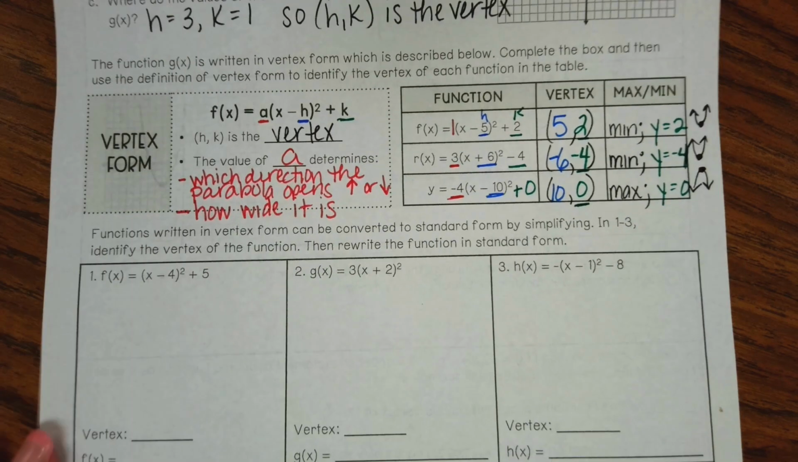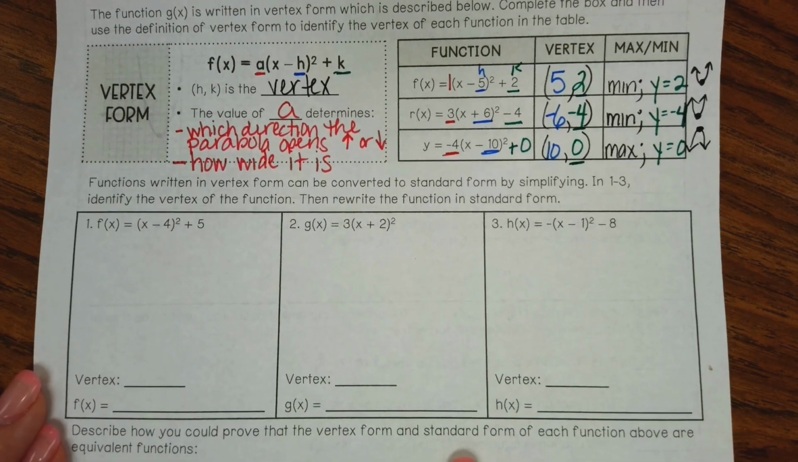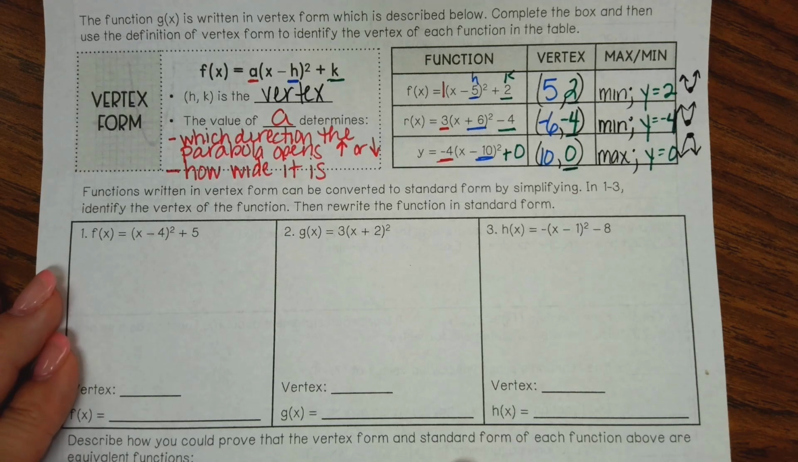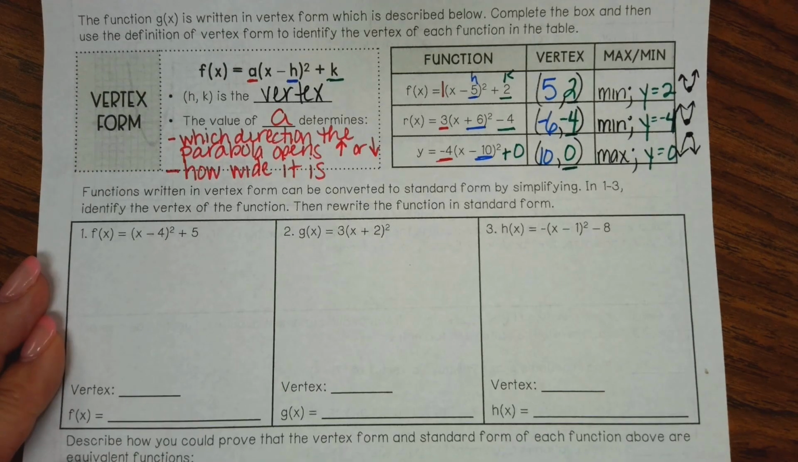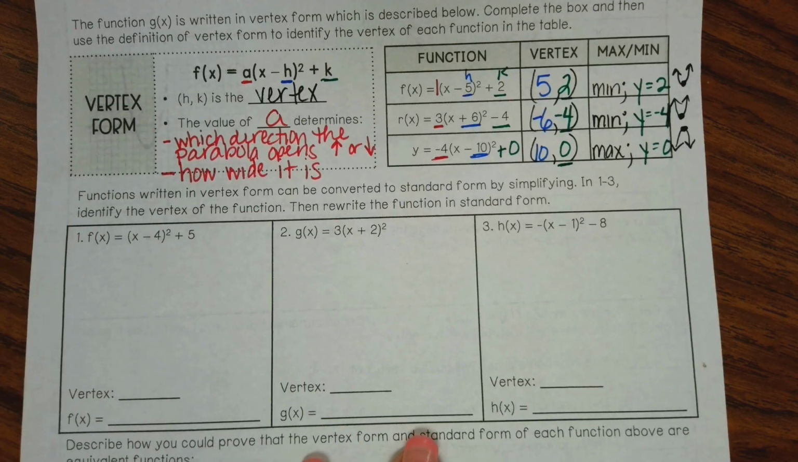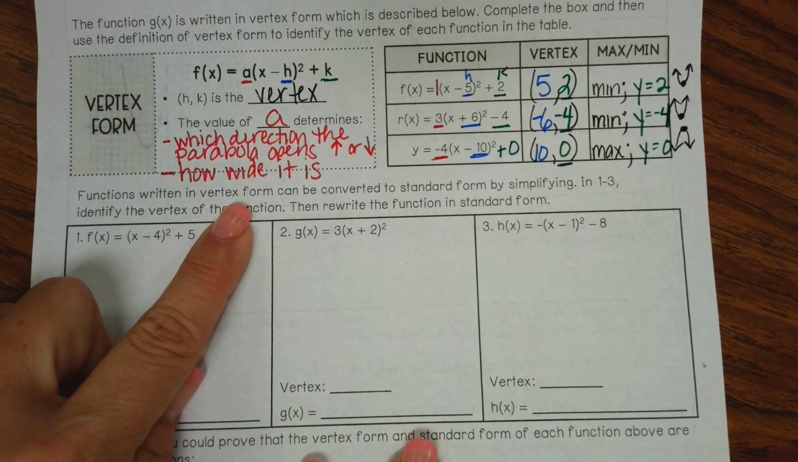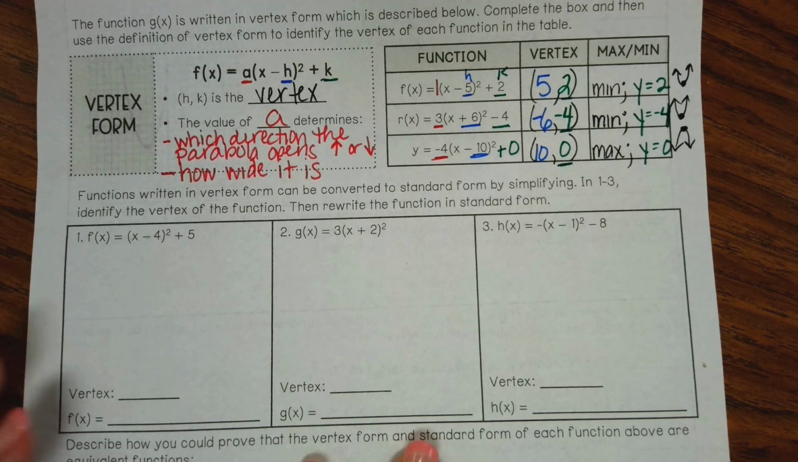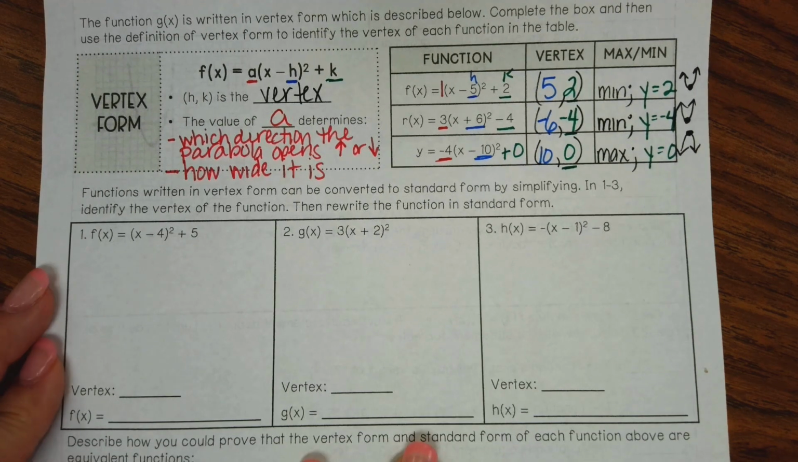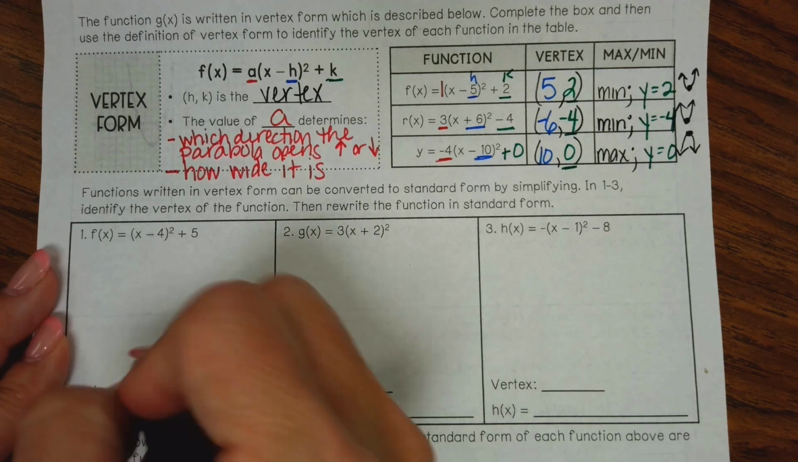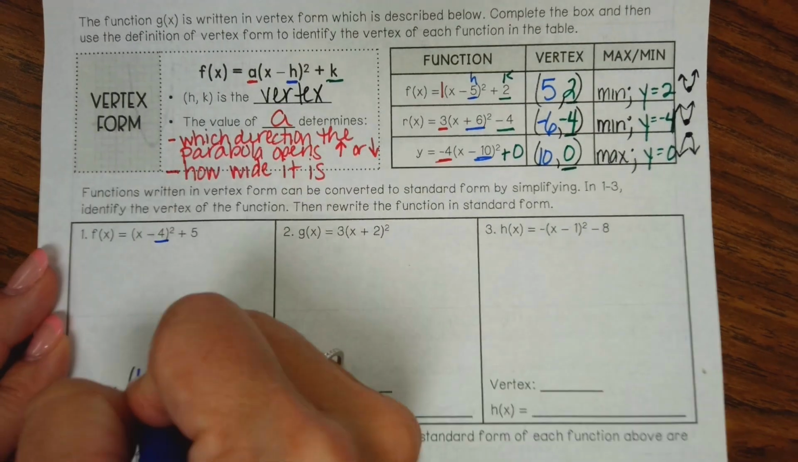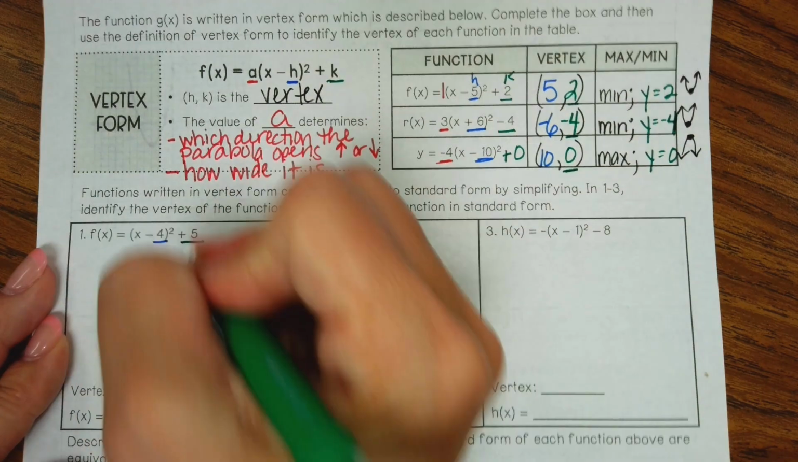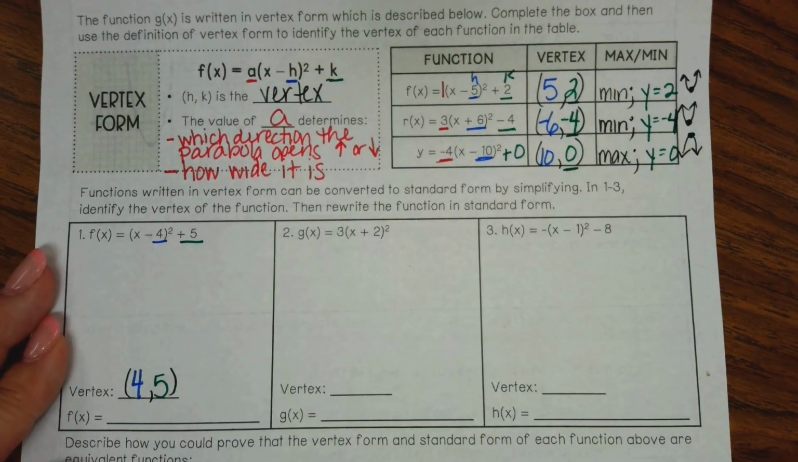Okay, at the bottom, we're going to have quite a bit of work here. We're going to apply some of our multiplication skills from the last unit to change it from vertex form into standard form. So that's what the directions say. Functions written in vertex form can be converted to standard form by simplifying. In 1 through 3, identify the vertex of the function, then write the function in standard form. Okay, so first thing is, let's go identify this vertex. My h value is 4, and my k value is 5.